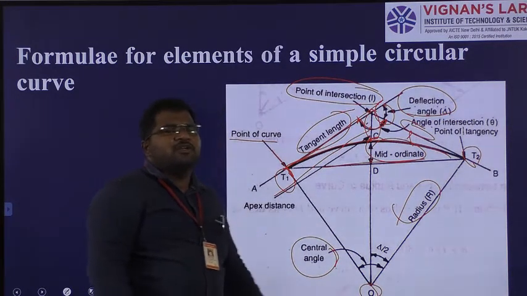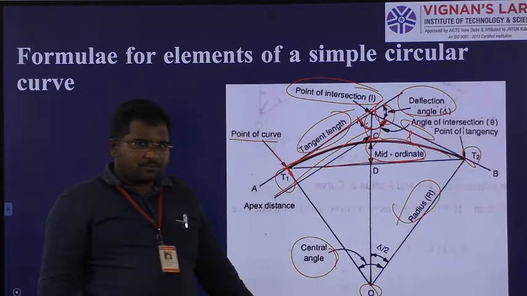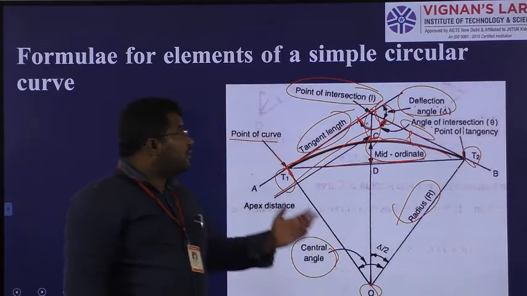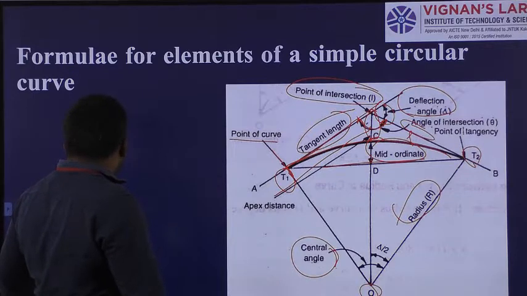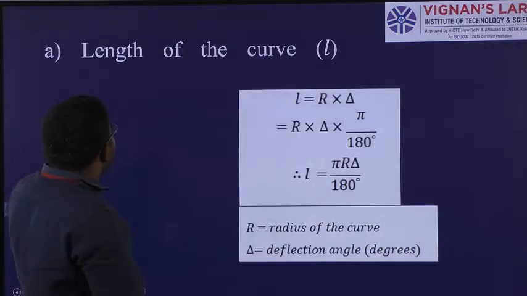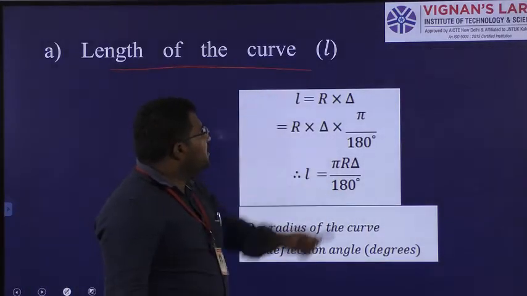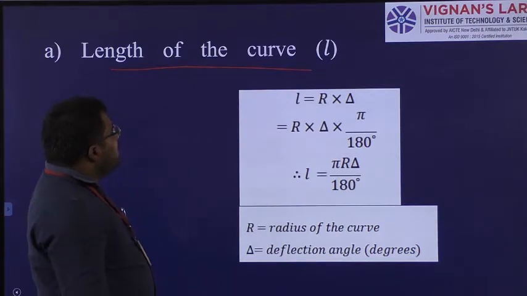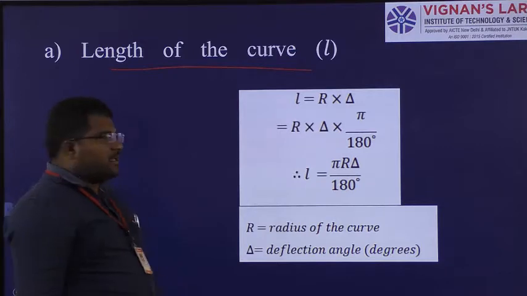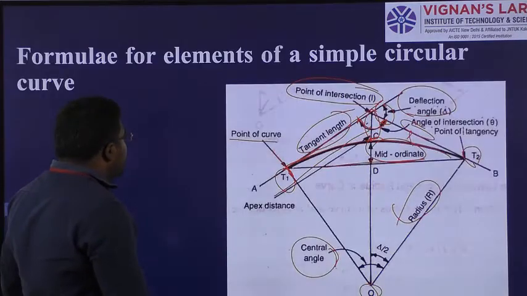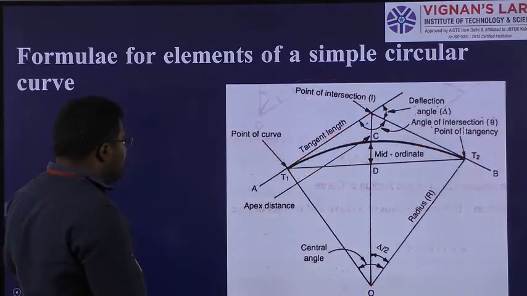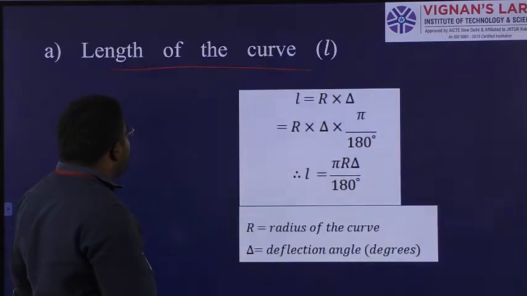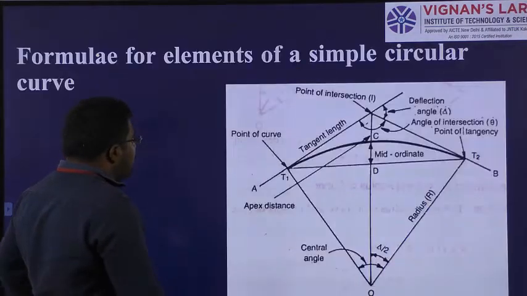Now we are going to see the formulas. So how to derive these values, right? The first thing is the length of the chord. The length of the curve is given by R into delta, so capital R into delta. Now in this figure you can see, what is the first point? Length of the chord. You want to know this length.